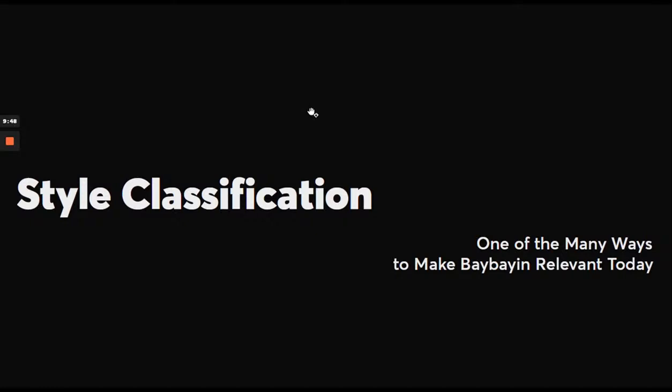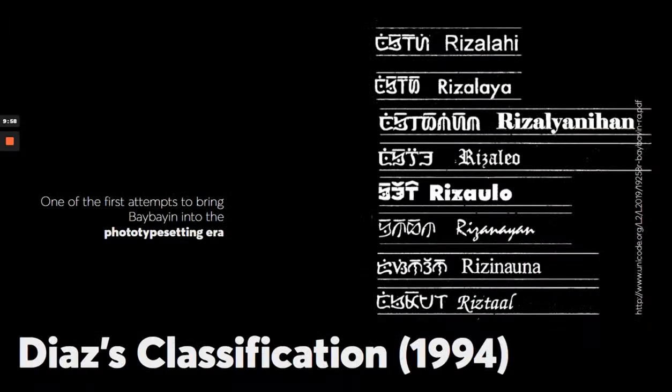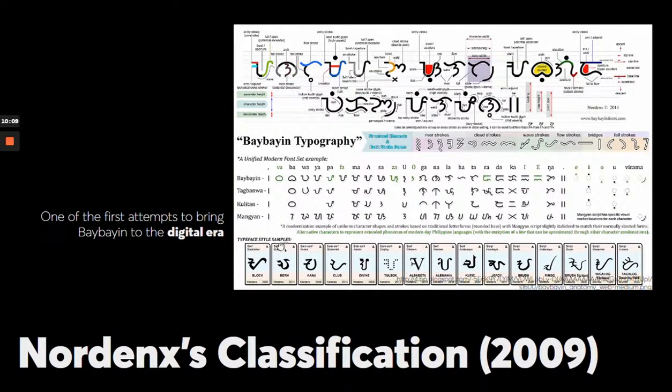In this section, we're going to talk about style classification. This is just one of the many ways to make Baybayin relevant today. So we have here DSS classification. Norden's classification. This is actually one of the first attempts to bring Baybayin to the digital era.